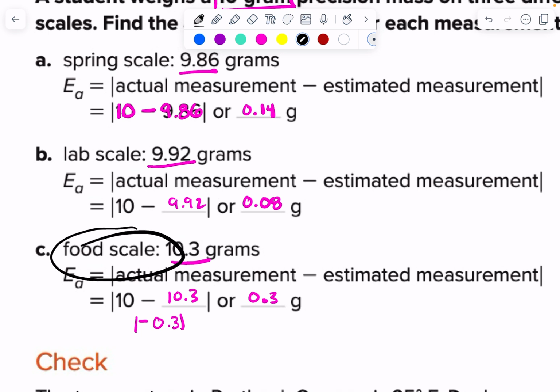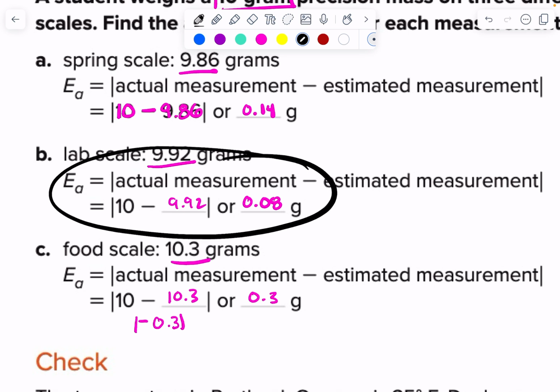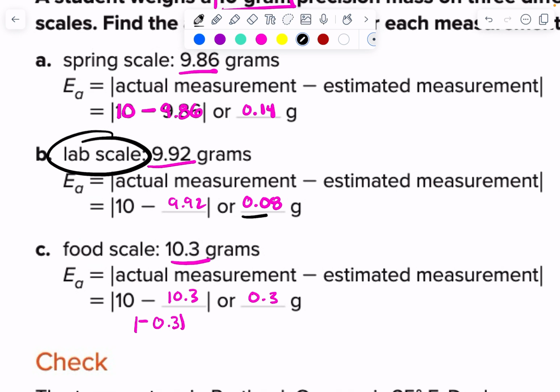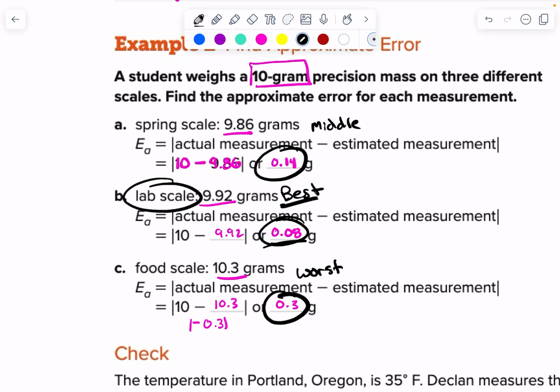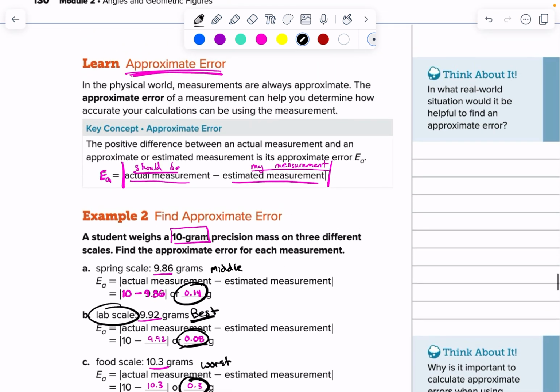Oh, wait a second. That is not right. Wrong. 0.08. Ha, I fell into that trap. Lab scale is best. 0.08 is smaller than 0.3. 0.3 is actually the biggest. So this is the best one. This one is the middle one. And this one is the worst one, right? 0.3 is larger than 0.14, right? And that's larger than 0.08. So this is the best scale. The lab scale is going to give me the best measurement. All right? Okay?